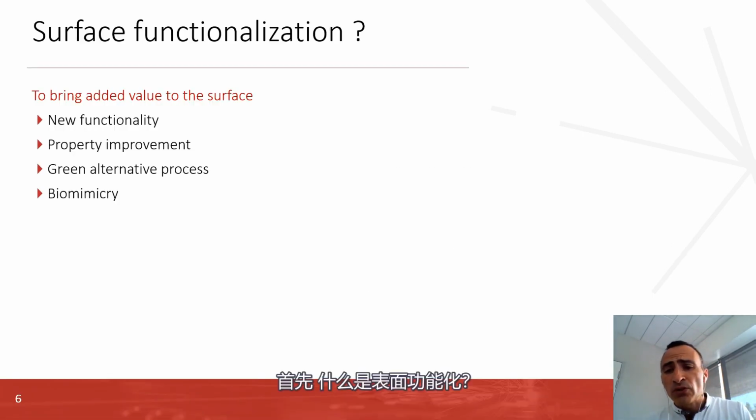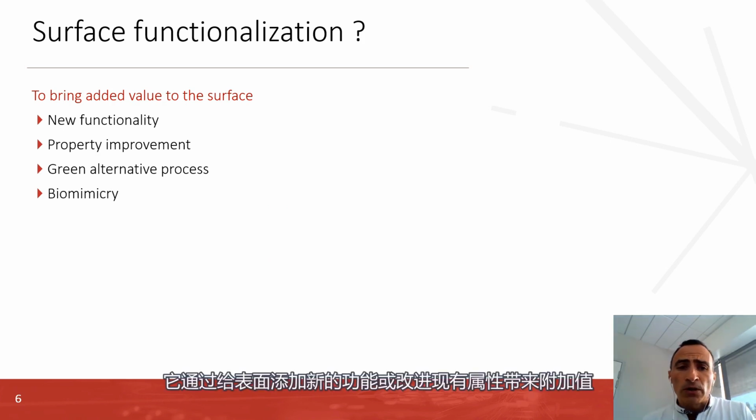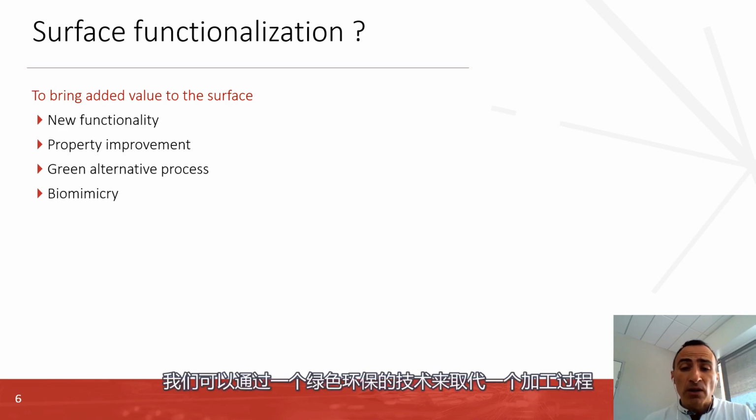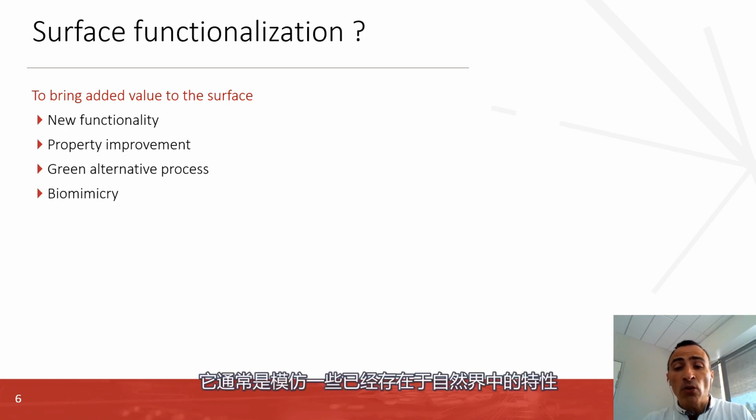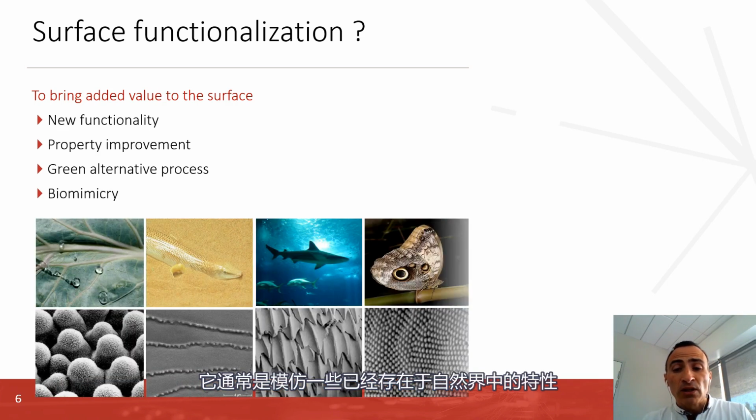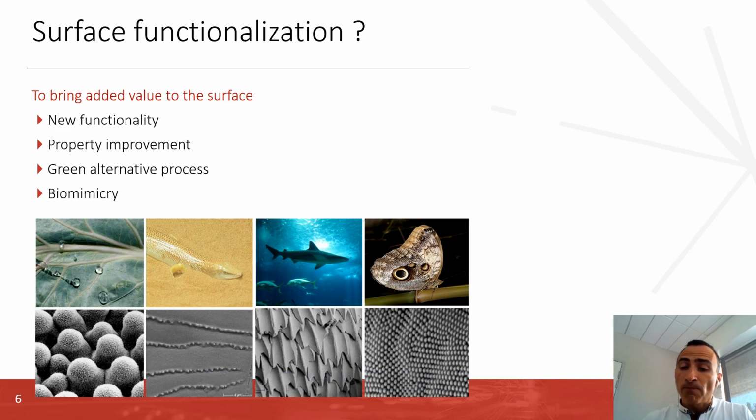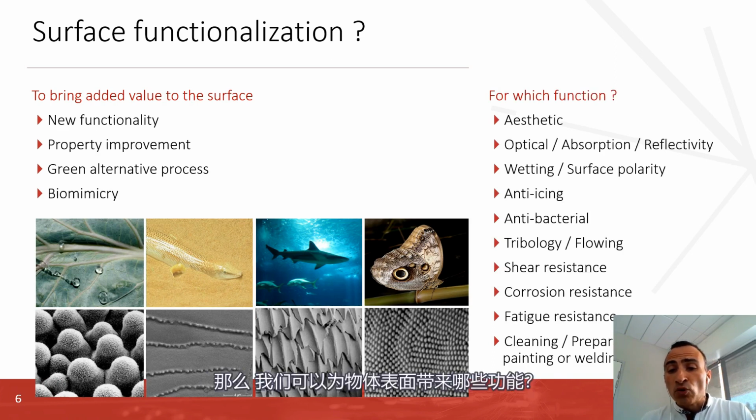Okay, what is surface functionalization? It is to bring added value to the surface, either by adding a new functionality or by improving an existing property. We can replace a process by a green alternative process, and very often it consists in mimicking some properties that already exist in nature. So what could be the function that we can bring to the surface?